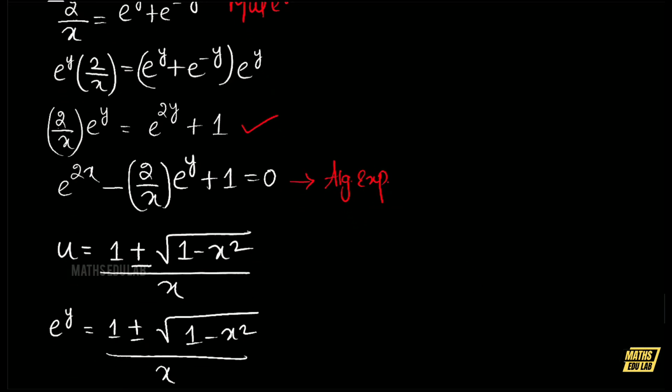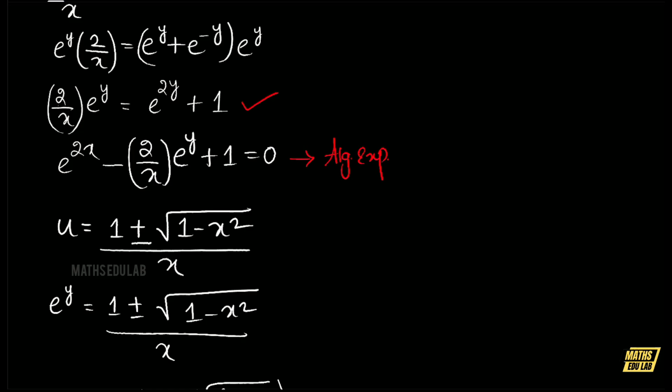After writing the algebraic expression, we have to follow the quadratic formula, which is x equals minus b plus or minus root over b square minus 4ac upon 2a. So here we have to substitute the values. Then we get the value of a is 1, b is minus 2 upon x, and c is 1. On substituting those values in this quadratic formula, we get u equals 1 plus or minus root over 1 minus x square upon x.